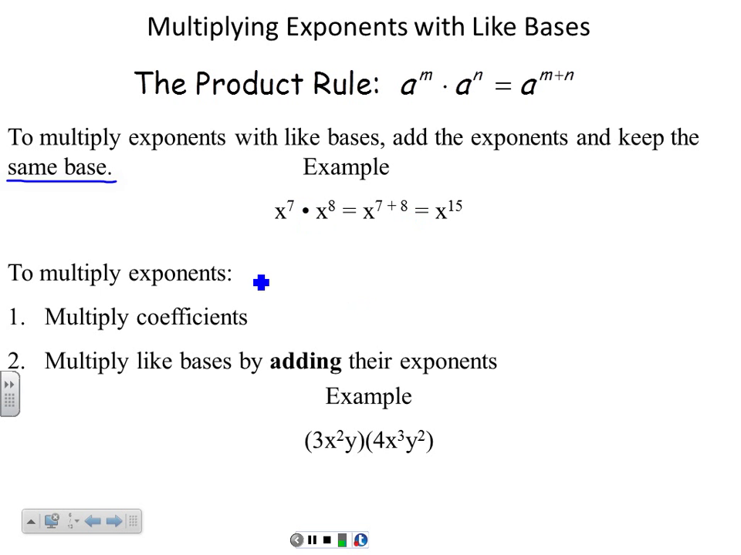So to multiply, what you're going to do is multiply your coefficients first, and then multiply like bases by adding their exponents. So in this problem, we're going to take our coefficients, 3 times 4, and get 12, and then like bases by adding the exponents. So x to the 2nd times x to the 3rd is x to the 5th. And y to the 1st, there is a 1 there, times y to the 2nd is going to be y to the 3rd. So if you don't see an exponent, you can put a 1 there. It's understood to be 1.